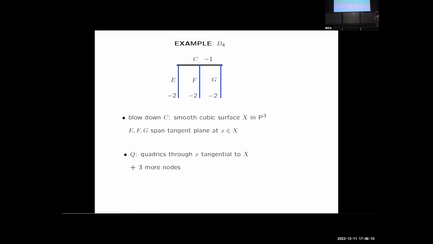Here's another example, D4. This I said was a cubic. So what are these curves here? Well, basically they are quadrics. If we look at the cubic surface inside P3, a smooth cubic surface, you have this particular point where the tangent plane meets it in three lines, and then if you look at the quadrics through that point, which are tangential to X, then that's the system that we're looking at, but we require them to have three more nodes, and the nodes are the twistor lines in the important case.